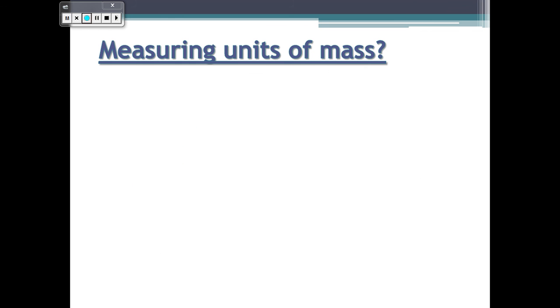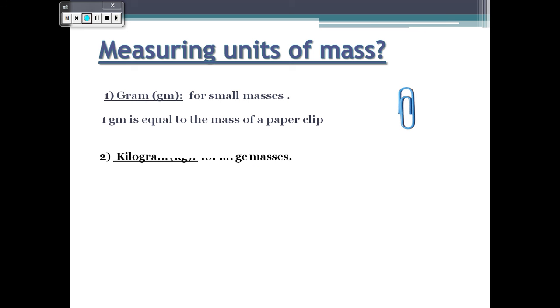Measuring units of mass. The first measuring unit of mass is the gram. We use the gram for small masses. This paper clip equals 1 gram. So 1 gram equals the mass of a paper clip.